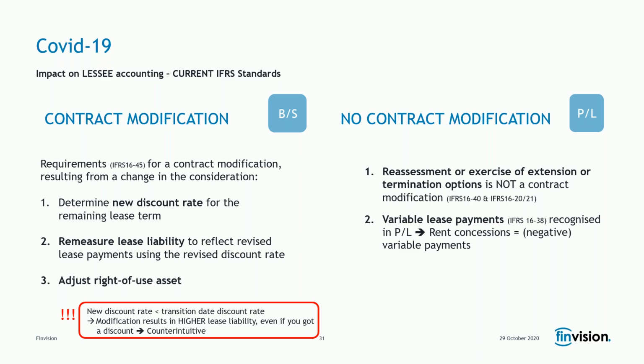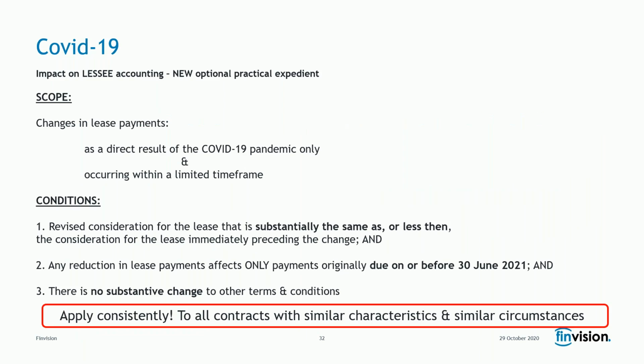And what is now in scope, or what are the definitions, or when can you apply the amendment? In fact, it's for changes in lease payments that are a direct result of the COVID-19 pandemic and occurring within a limited time frame. So in the standard or in the amendment, there were 3 conditions. The first condition is that the revised consideration is substantially the same or less than the consideration immediately preceding the change. So the future lease payments should not differ substantially or should be less than in the original contract.